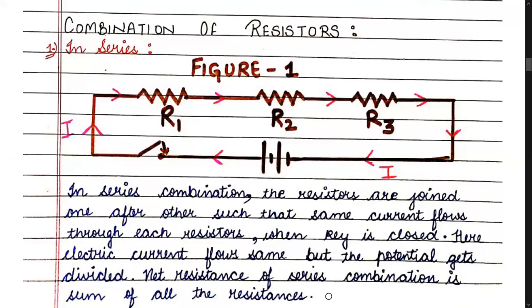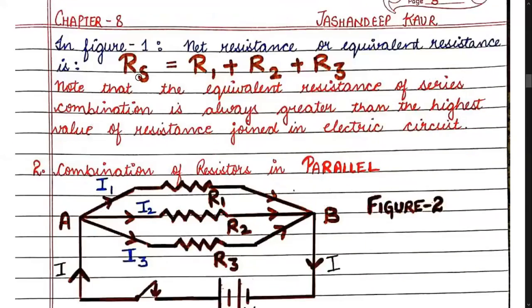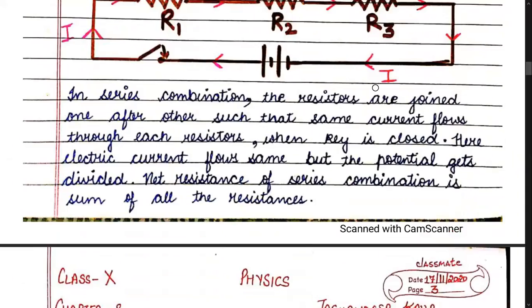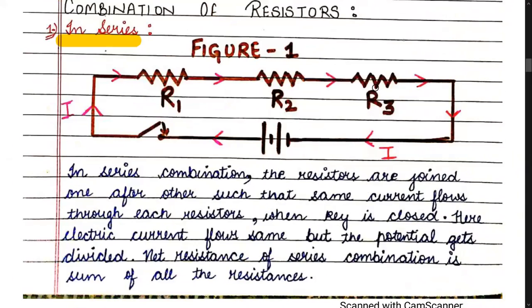And now let us study the next very interesting topic, that is combination of resistors. Students, here we will be combining the external resistance in 2 ways. First way will be in series and the second way will be in parallel. So let us study one by one. So firstly, we will study about combination of resistors in series.